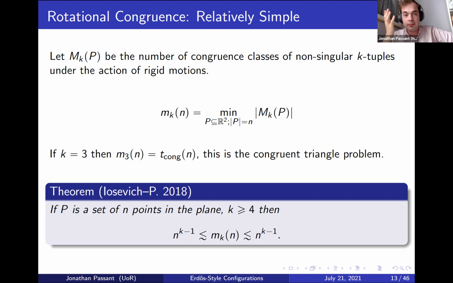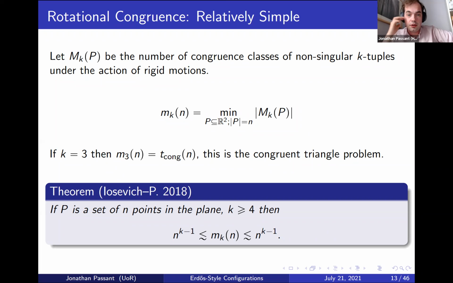So it turns out the rotational congruence version of this is going to be very easy. This is because it uses essentially the technology that Guth and Katz developed. We set up a similar kind of notion, the number of congruence classes of these, so you have to rule out singular versions of these that you don't necessarily want. And you can then set up a very similar notion.